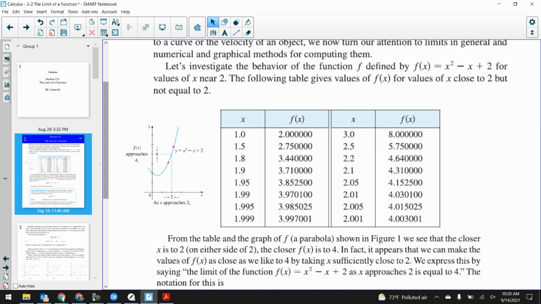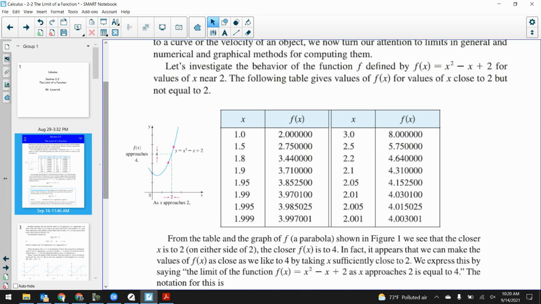From the table and graph of the parabola, we see that the closer x gets to 2, the closer the function gets to 4, the closer the y value gets to 4. In fact, it appears that we can make the values of f(x) as close as we'd like to 4 by taking x sufficiently close to 2. That phrase gets used a lot, sufficiently close to.